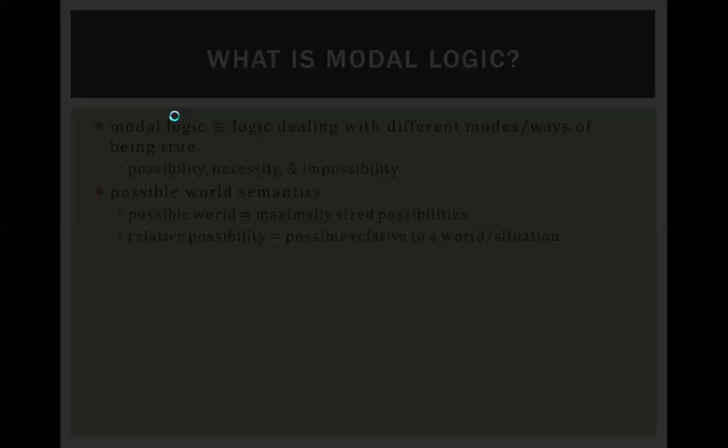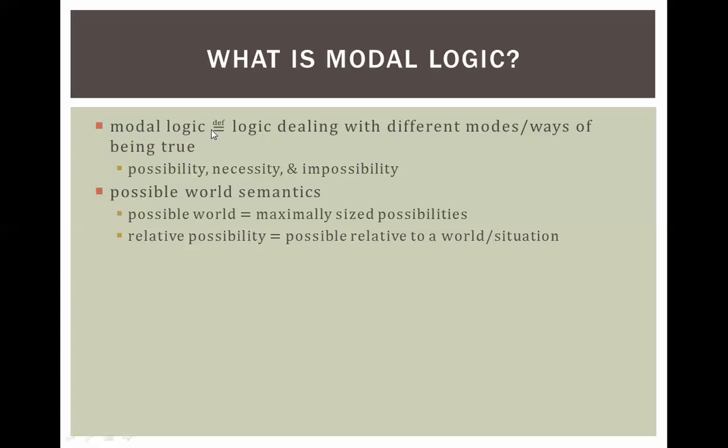So what is modal logic? Here's what modal logic is. Modal logic is logic dealing with different modes or ways of being true. And the ones that we will be concerned with are possibility, necessity, and impossibility. There are other ways of being true when you're talking about different kinds of statements, but we're not going to worry about that right now. What we're going to worry about, so that we can learn this, is possibility, necessity, and impossibility. Is something possibly true? Is it necessarily true? Did it have to be true? Or can it not be true at all?